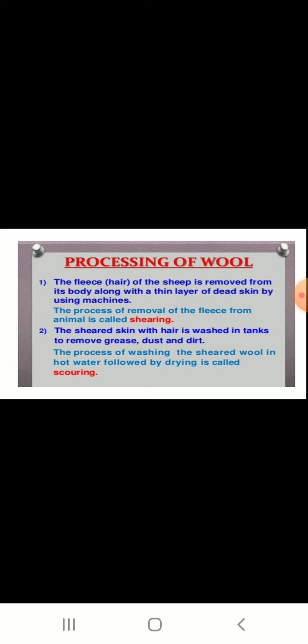The sheared skin with the hair is washed in tanks to remove the grease, dust and dirt. So if dirt or grease or any dust is adhered to the wool of that animal, that is processed by cleaning it in a machine under a process called scouring. First one is shearing, second one is scouring. In scouring, the process of washing the sheared wool in hot water followed by drying is called scouring. Sometimes they use some chemicals to clean also in scouring.